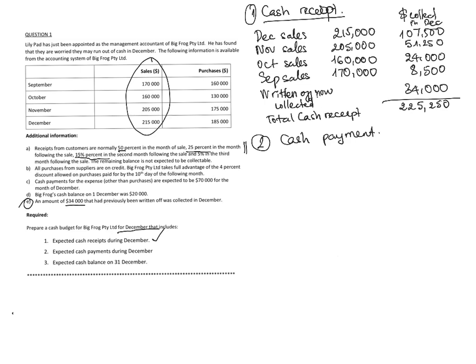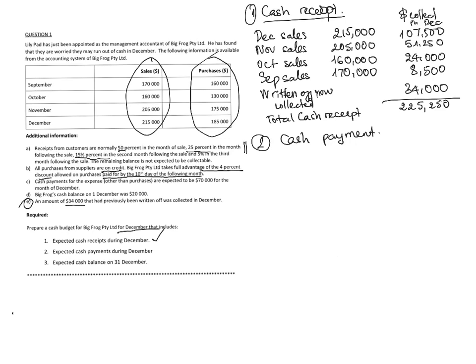Now for cash payment, you read B, C, and D. All purchases from suppliers are on credit. Big Frog takes full advantage of the 4% discount allowed on purchases paid for by the 10th day of the following month. We're only concerned about how much we pay out during December. Following this pattern means that if they make the purchase in December, they will not pay in December. If you look at the purchase column, the purchase in December is 185,000, but that amount will be paid in January next year.